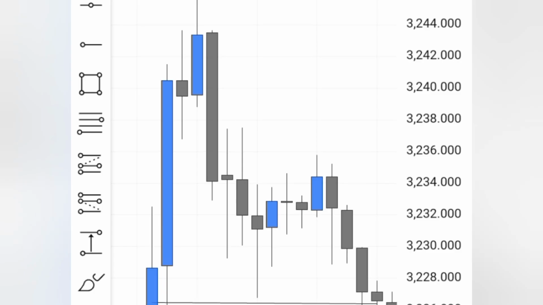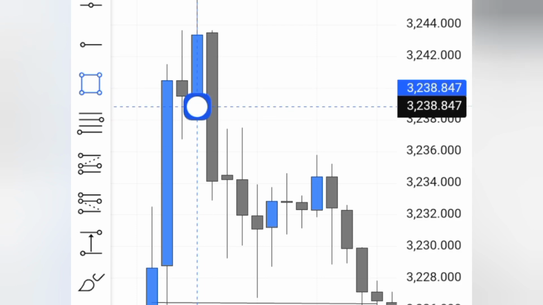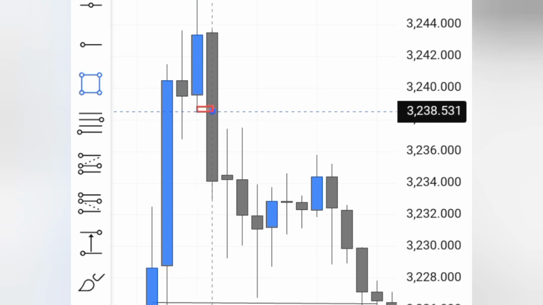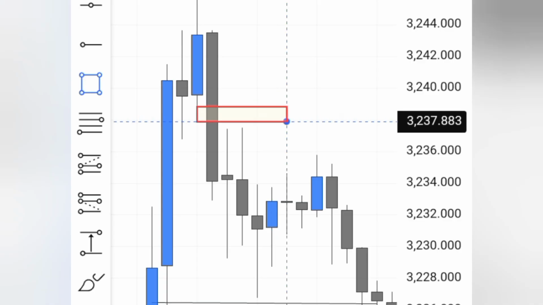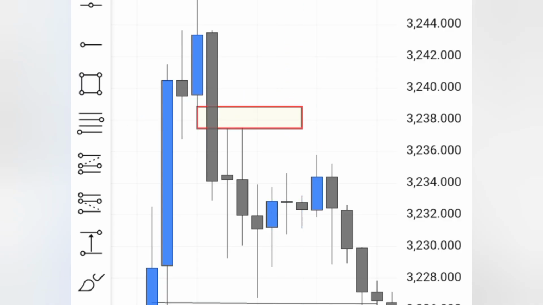This was a large momentum candle right here. These were the surrounding candles, right? So that means we are going to mark, because this was a bearish candle, the open of that candle and the open of this downer candle. So now can you see that fair value gap we have marked?